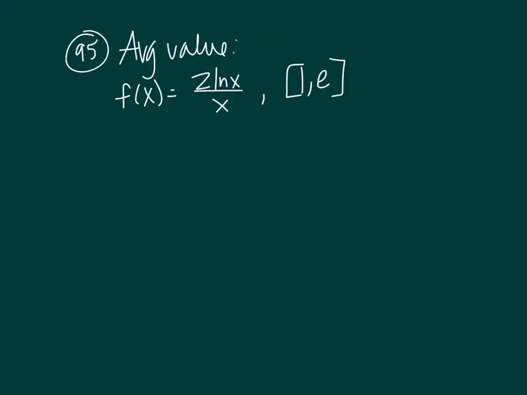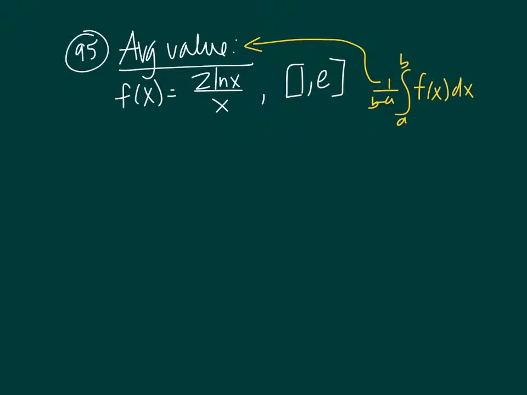Okay guys, so number 95 is actually an average value. It says find the average value of the function. When you see that, I'm really hoping you remember from last unit the average value is 1 over b minus a, the integral of a to b of f of x dx. That's the average value of a function. So this is wanting the average value of this particular function from 1 to e. So it's going to look like this. That's supposed to be an e minus 1. So 1 over e minus 1 of the integral of 1 to e of 2 natural log of x over x dx.